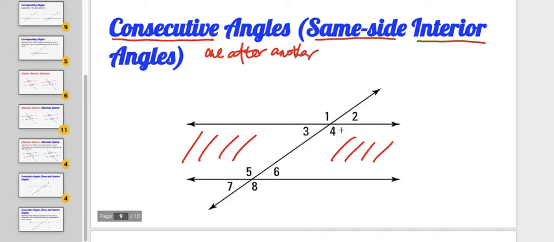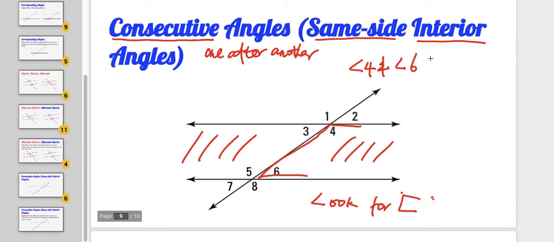Since we mentioned same side interior, it's very straightforward: same side. For example, let's check angle 4 and angle 6. Angle 4 stays on the right side, angle 6 stays on the right side. They both stay in between. So it looks like what? It looks like a C, right? But this time it's this kind of C, like a corner box. So angle 4 and angle 6 are an example of consecutive angles. Some students might say, what about angle 3 and angle 5? And you are right. Another example is angle 3 and angle 5.